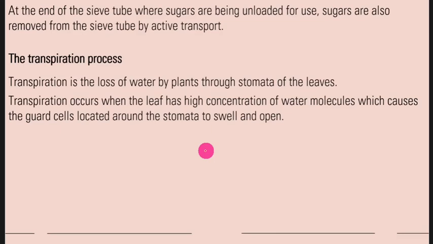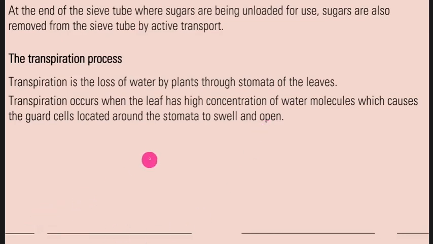So get any leaf, put it against the sun, then look through it into the sun. You'll see that it will have small holes, those which are called stomata. Those stomata are surrounded by cells called guard cells. So it is through those small holes that water comes out, and that process of water coming out through these stomata is what we call transpiration. Then we are saying transpiration occurs when the leaf has a high concentration of water molecules. If it has a high concentration of water molecules, then the leaf will cause the guard cells located around the stomata to swell and open.